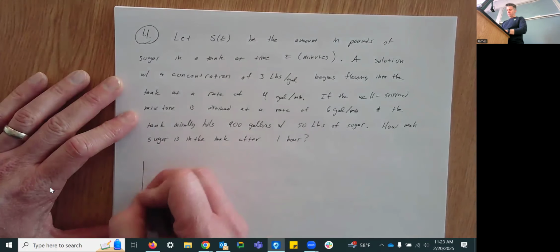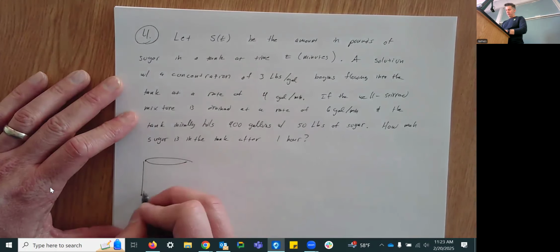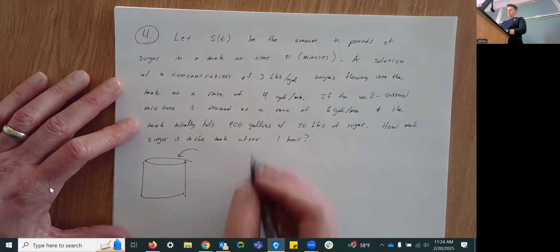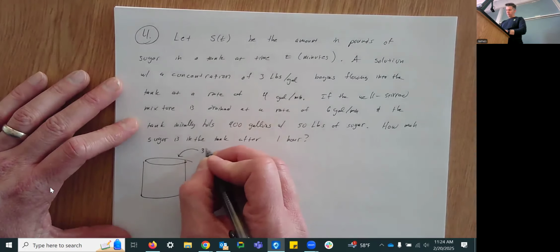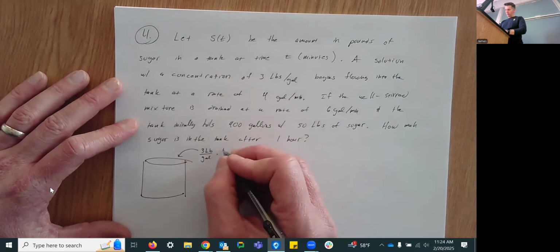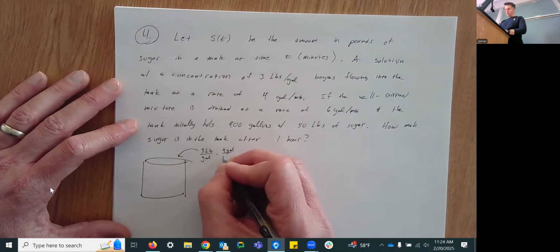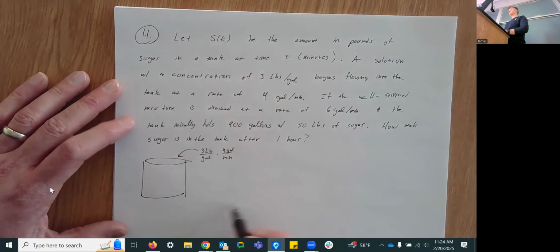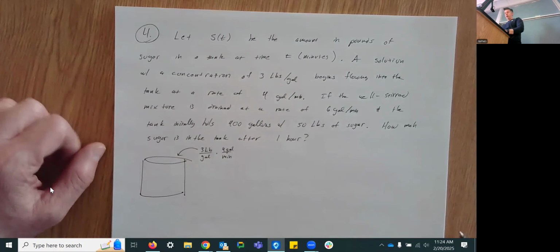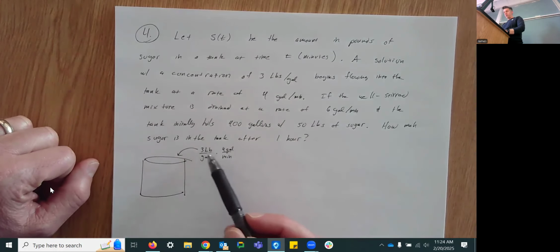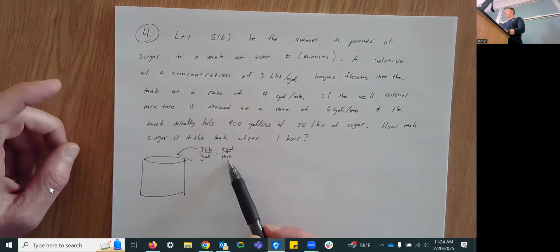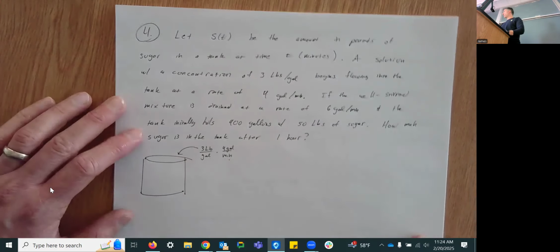I like drawing a little picture of the tank. I find it helpful. Into the tank goes sugar at a concentration of 3 pounds per gallon at a rate of 4 gallons per minute. I like writing the units here to make sure they work. I'm putting in sugar at a rate of 3 times 4, 12 pounds per minute, because the gallons are going to cancel.